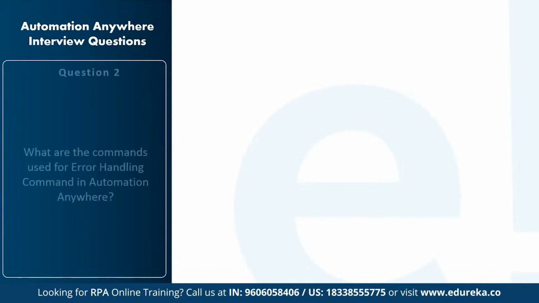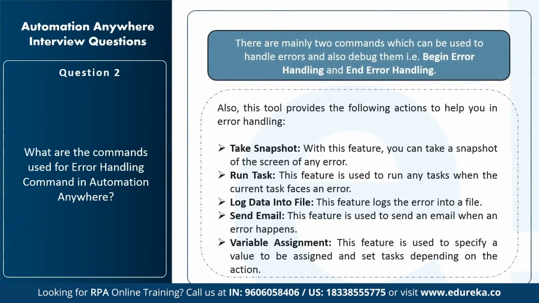Now moving on to the next question, that is, what are the commands used for error handling in Automation Anywhere? So there are mainly two commands which can be used to handle errors and also debug them. That is begin error handling and end error handling. So these are mainly two commands that are used in error handling. Well, apart from these two commands, there are also various other actions that you can perform with the help of these two commands. That is take snapshot, run task, log data into file, send email, and variable assignment.